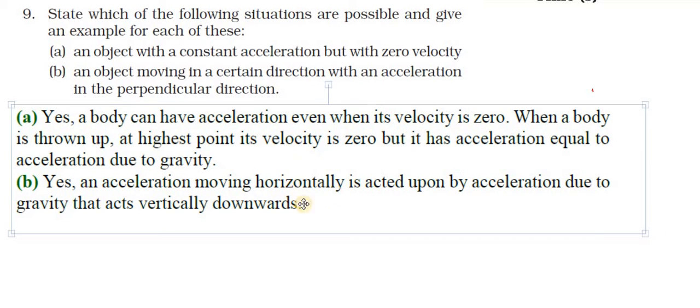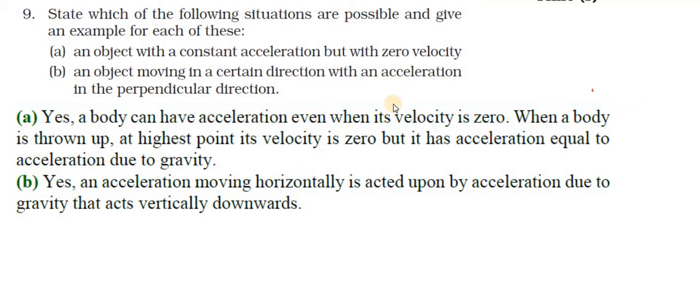So yes, a body can have an acceleration even when its velocity is zero. The example for that is when a body is thrown up: at the highest point, its velocity is zero, but its acceleration is equal to the acceleration due to gravity. It's very simple. A person is standing here. This person will throw the ball upward. When you throw the ball upward with some acceleration, it will move.